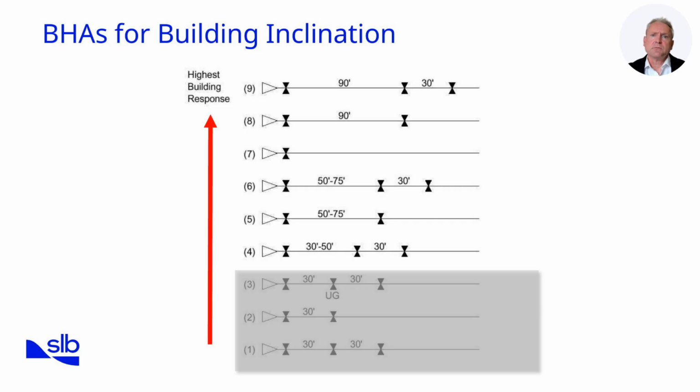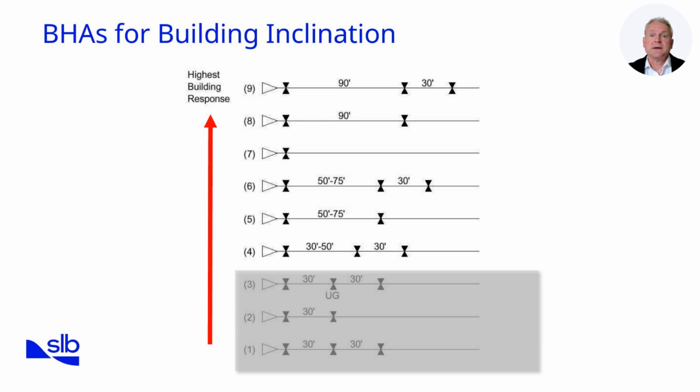Here are examples of bottom hole assemblies commonly used for building inclination. First, let's look at BHA number 9. This design is capable of achieving very high build rates, on the order of 5 degrees per 100 feet or even higher. Of course, the actual performance depends on factors such as formation geology, existing inclination, hole diameter, collar size, and the drilling parameters applied.